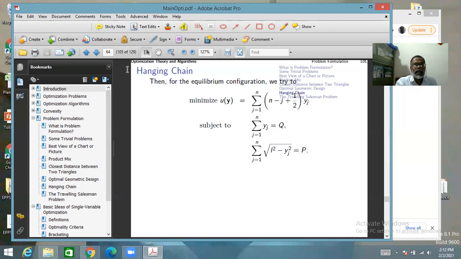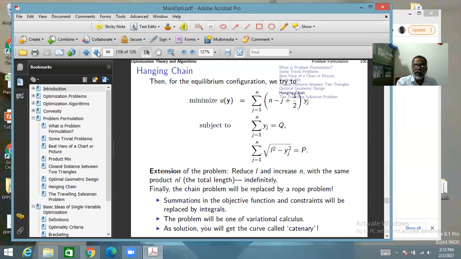Okay, now there can be an extension of the problem. If you go on making smaller and smaller links and more of them in number, that is reduce L and increase N continuously with the same product being the same indefinitely.